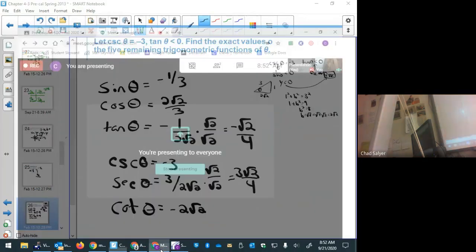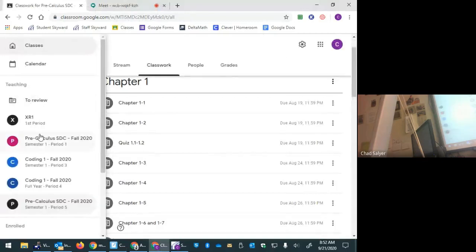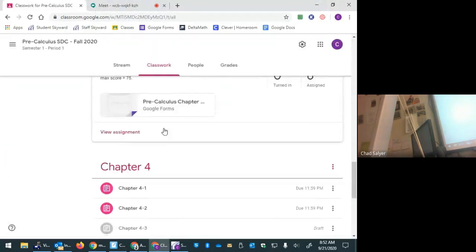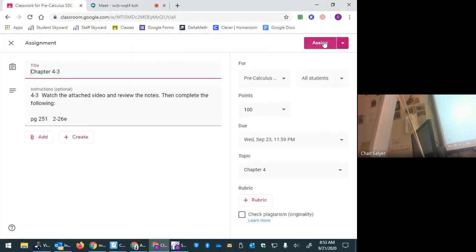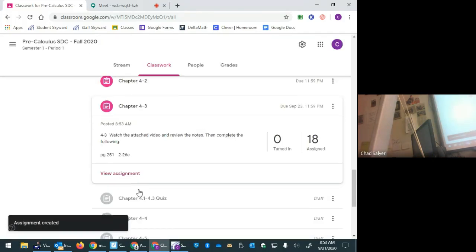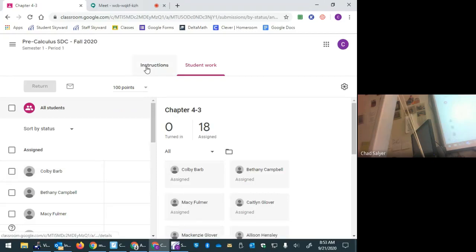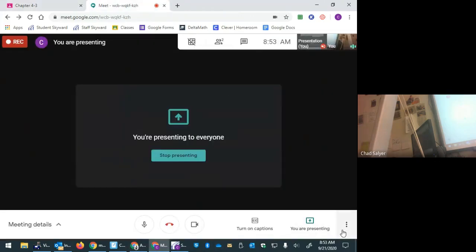Your task is going to be page 251, 2 through 26 even. So it's 13 problems or 14 problems. Let me know if you get stuck on something.